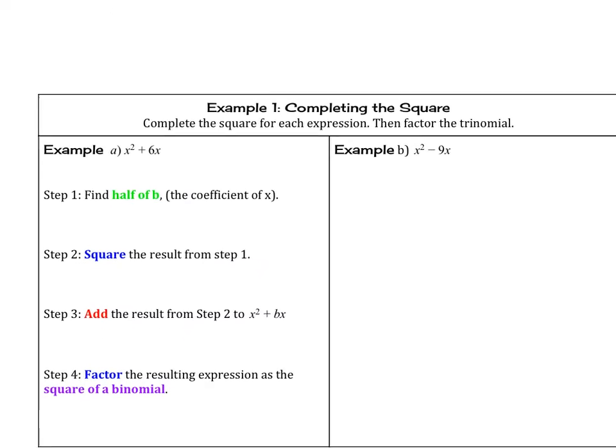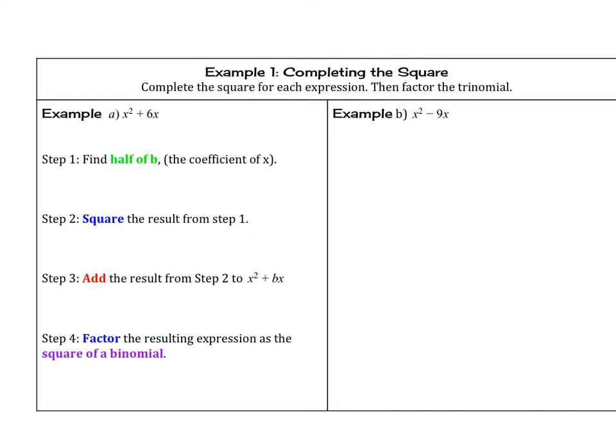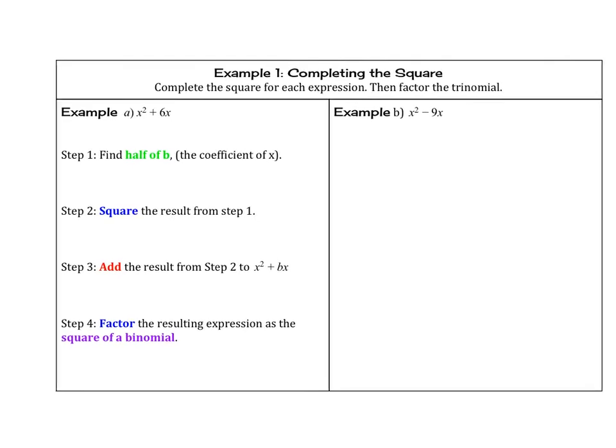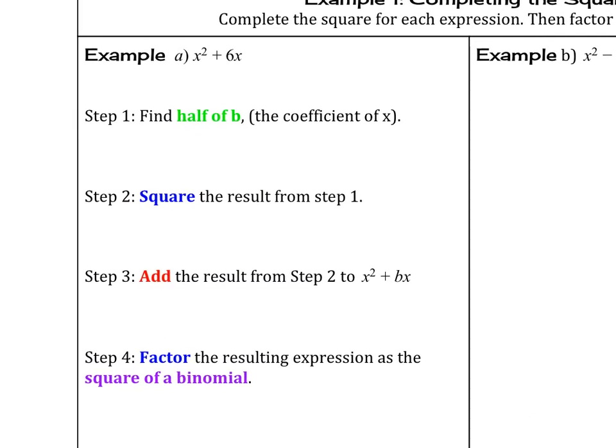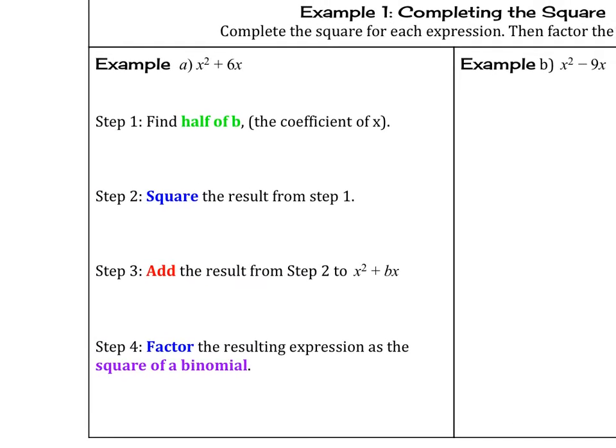So let's take a look at trying to find that perfect number. We're going to complete the square for each expression, then factor the trinomial. This is really an introduction to completing the square today. So let's look at x squared plus 6x. In order to complete the square, find the perfect number, we're going to find half of b. Remember that b is the number in front of the x here.